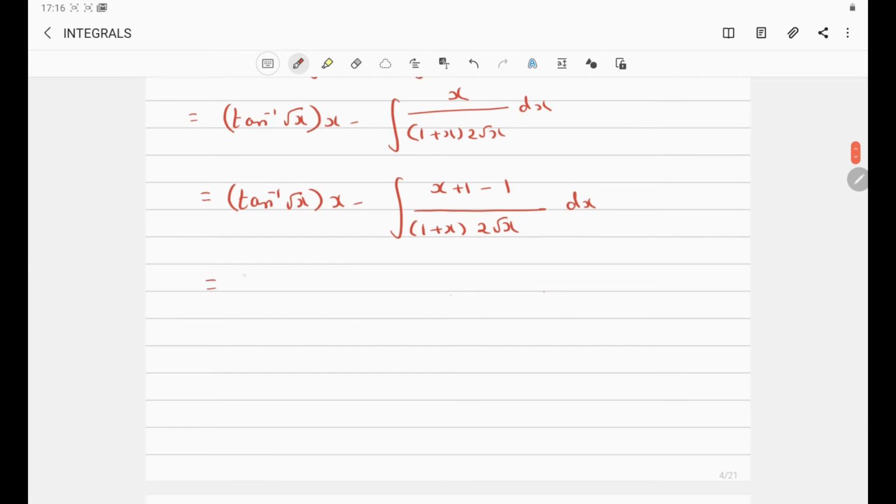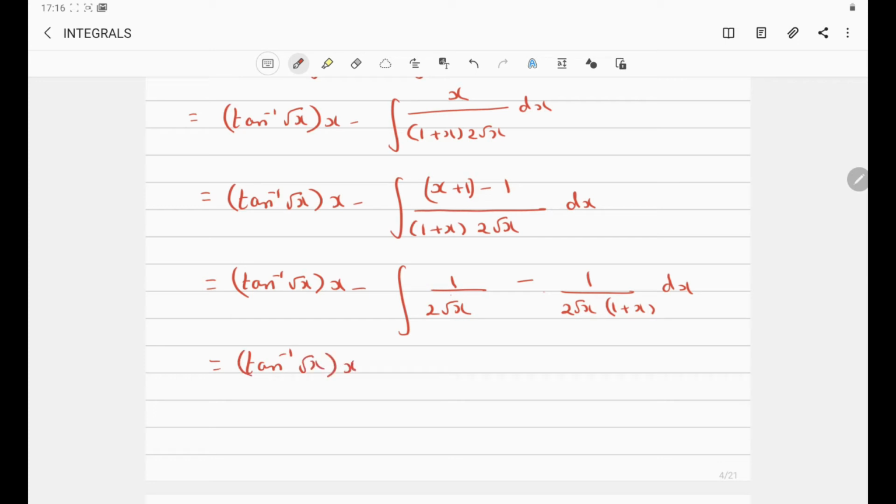So, this can be written as tan inverse of root x into x minus integral of x plus 1 by, this will be 1 by 2 root x minus 1 by 2 root x into 1 plus x dx. So, which is equal to tan inverse root x into x minus integral of 1 by 2 root x dx minus into minus plus integral of 1 by 2 root x into 1 plus x dx.